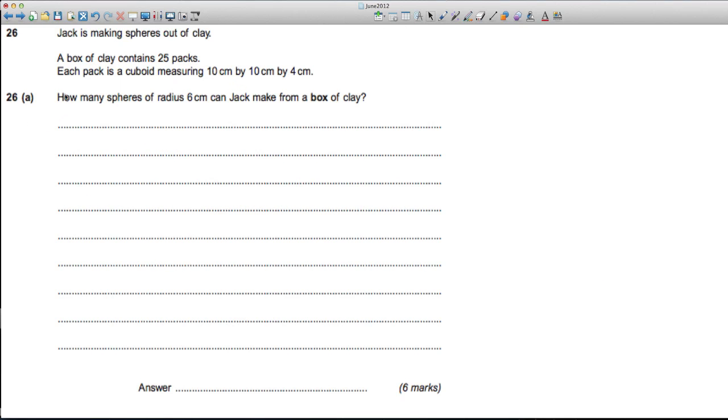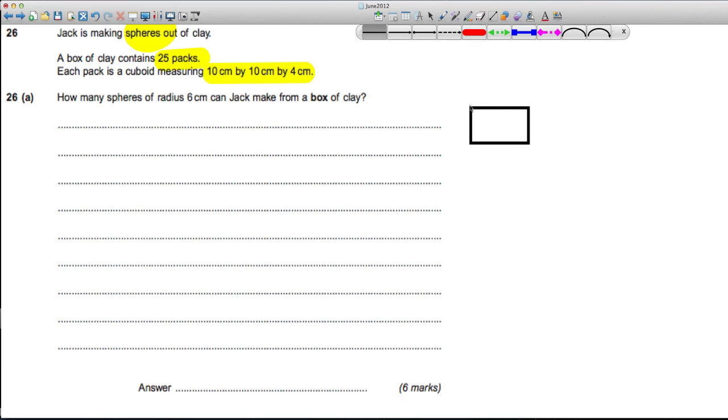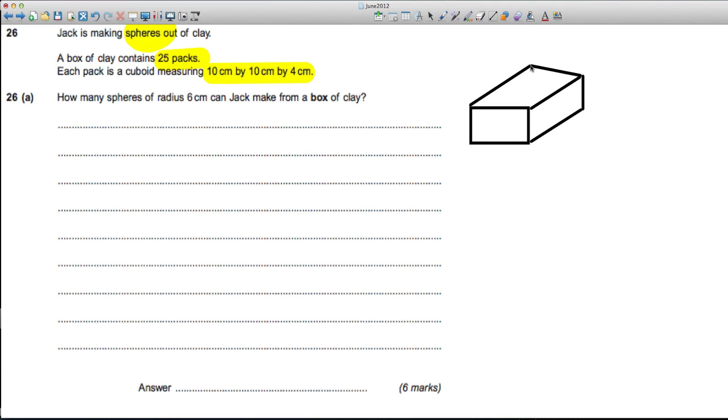Okay, next, Jack is making spheres out of clay. A box contains 25 packs. Each pack is a cuboid measuring as follows. So draw a picture if it helps you. So this here is one pack, and it measures 10 by 10 by 4. It doesn't matter that I've drawn it inaccurately. 10 by 10 by 4.